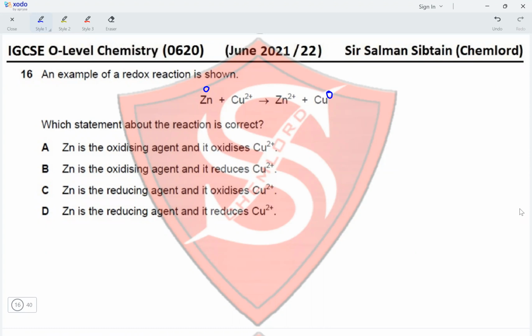Zinc is the oxidizing agent and it oxidizes Cu2 plus. No, zinc reduces Cu2 plus. So zinc is a reducing agent. So zinc is the oxidizing agent? No. Zinc is a reducing agent? Yes, and it oxidizes copper 2 plus ion. If it is a reducing agent, it would reduce the species it reacts with, not oxidize it. So zinc is a reducing agent? Yes, and it reduces Cu2 plus? Yes. So this makes option D the correct option for this question.